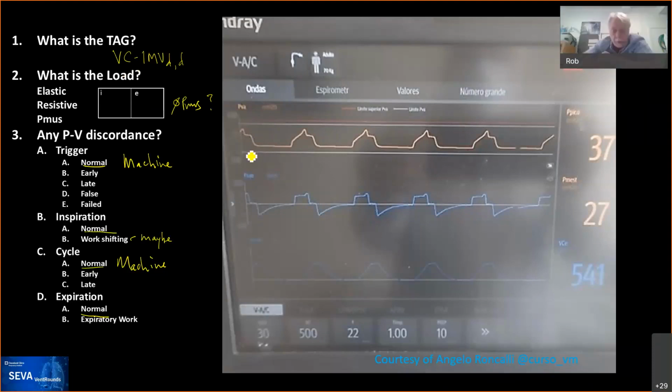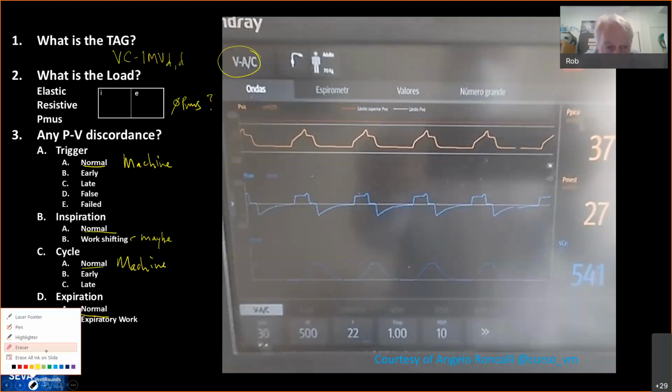Well, there are two clues. First, it does say VAC, so you can have a clue that it might be volume control. And if you look at the flow waveform, it starts off with a constant flow. So at least at the beginning of inspiration, we see constant flow, so it has to be volume control. We also see that the inspiration is time cycled with an inspiratory pause. So constant flow and time cycling, that's volume control.